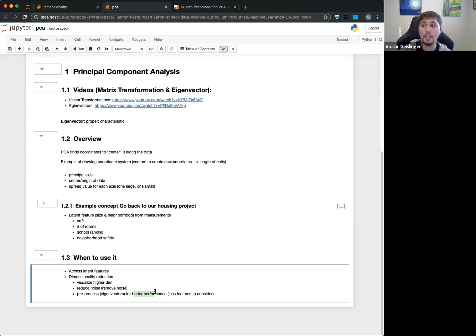Cool. Any questions? I know we're kind of at time, but were there any questions that were lingering that we didn't cover? Going back to this housing example, so square footage is the most important. Could we keep that and do a PCA on the remaining components? I could see someone maybe trying to do that.